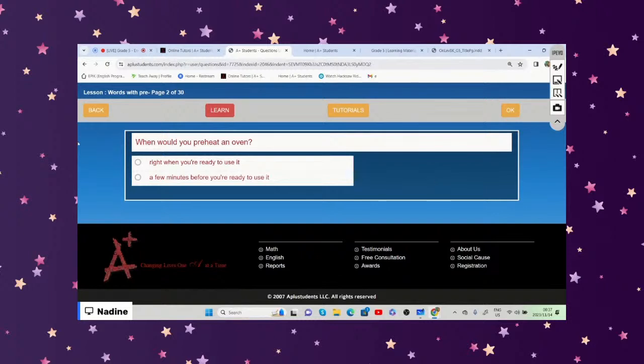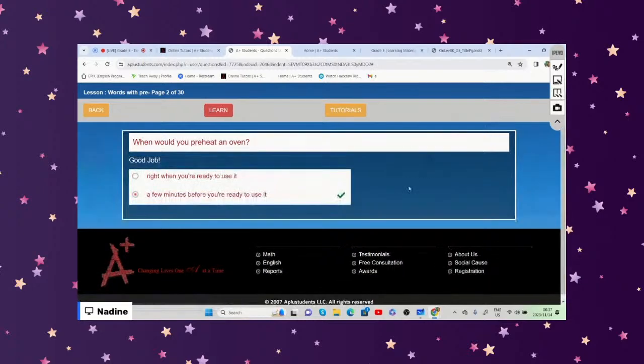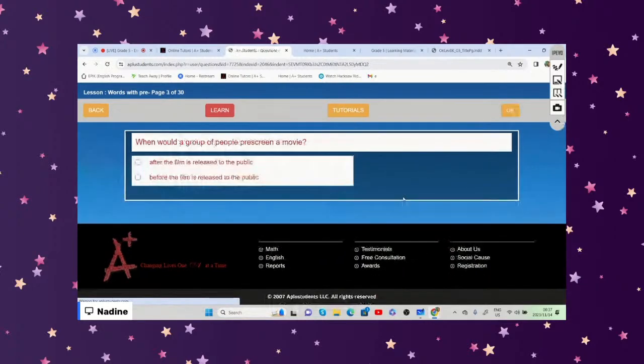So to preheat the oven, is it right before you're ready to use it or a few minutes before you're ready to use it? And we can say it is a few minutes before you're ready to use it. So it's like putting on the oven a few minutes before the time.